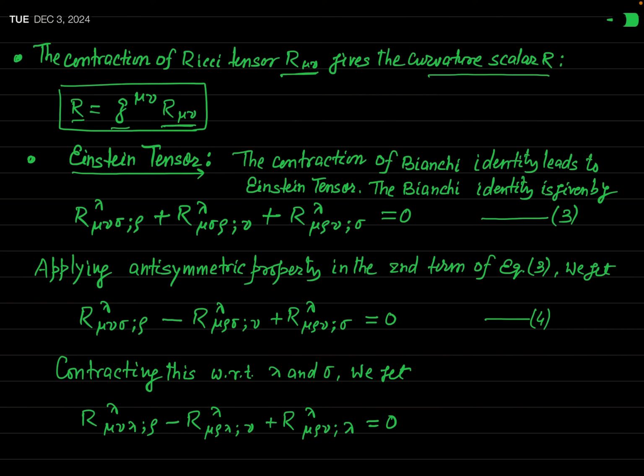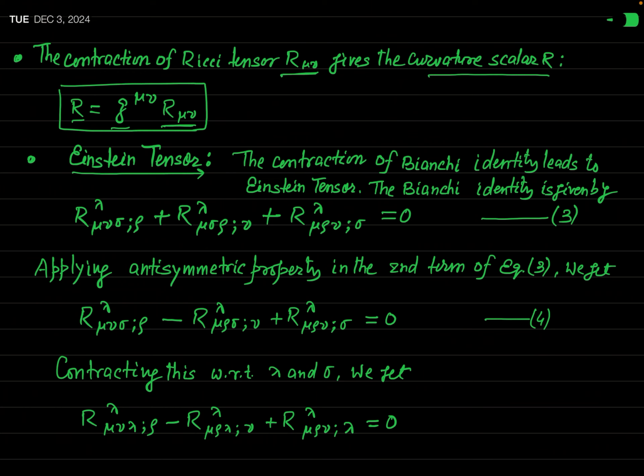Now, another tensor which we will see today is the Einstein tensor. This is actually the most important tensor, because when we study Einstein's theory of gravity in general relativity, the Einstein field equation is in terms of this very tensor, and that's why it is called the Einstein tensor. In fact, this Einstein tensor is also obtained by the process of contraction.